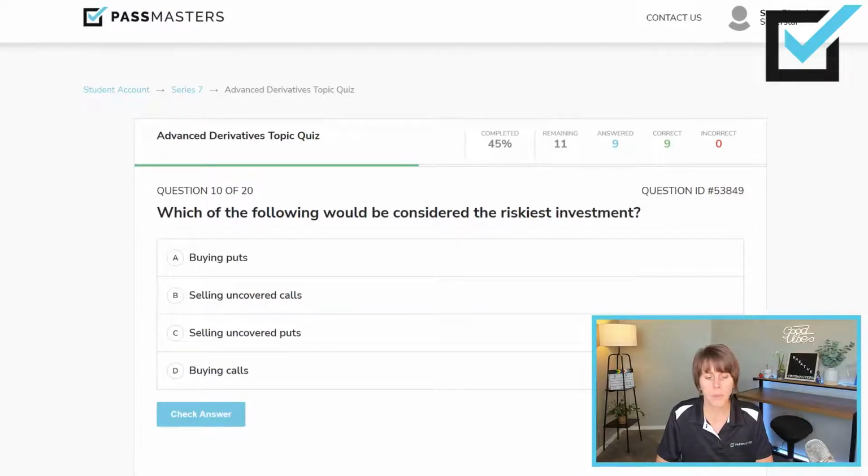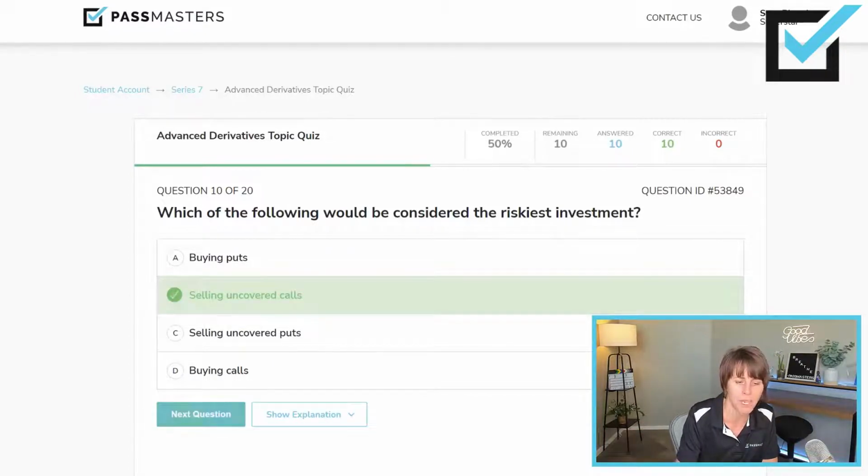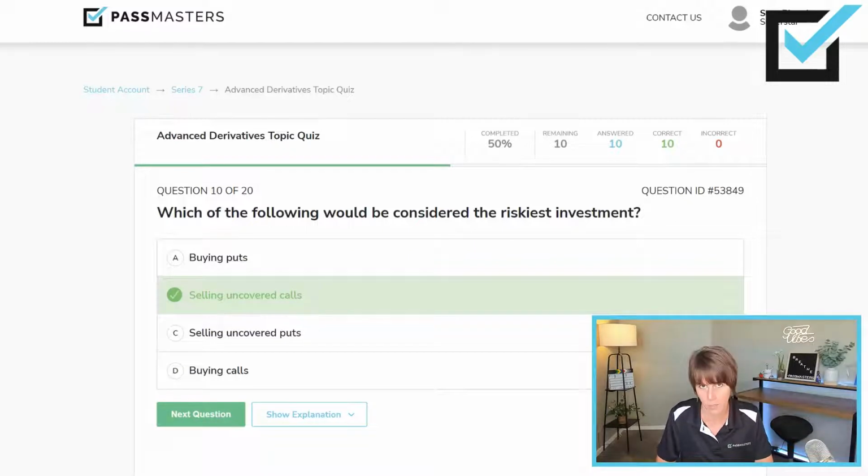Which of the following would be considered the riskiest investment? Buying puts. How much can you lose when you buy a put? Whatever you paid for it, the premium. Selling uncovered calls. You're naked. Is that risky? Yeah, you better believe it. I'm pretty sure that's going to be the right answer, but we're going to read all of our choices. Selling uncovered puts or buying calls. Definitely of those, the riskiest investment would be selling naked uncovered calls. Don't do it. Your broker-dealer's never going to let you do it anyway.